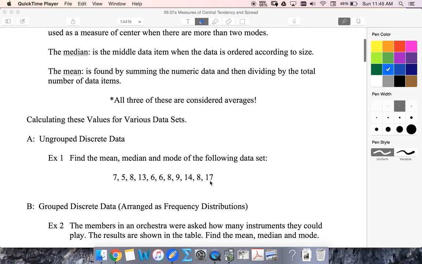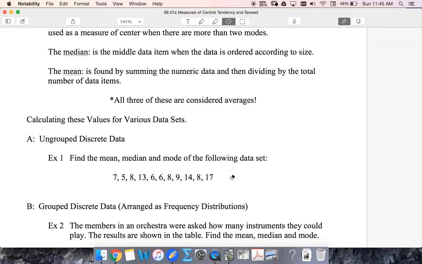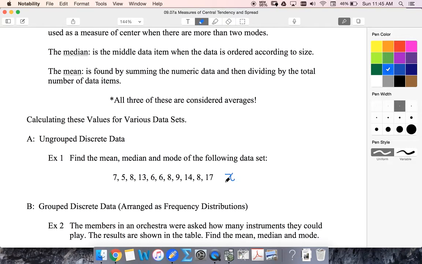In this case, I don't have data organized in a frequency table. I just have a list of numbers, so we say it's ungrouped. Mean, median, mode. The way that we do mean is we use the symbol x bar. Let me actually draw my x correctly. So x bar. I'm going to take the sum of all my data points, 7 plus 5 plus 8 plus all those data points ending in 17, and then divide by the total number of numbers. So I'll divide by 11. I'll calculate those out to actually get the mean.